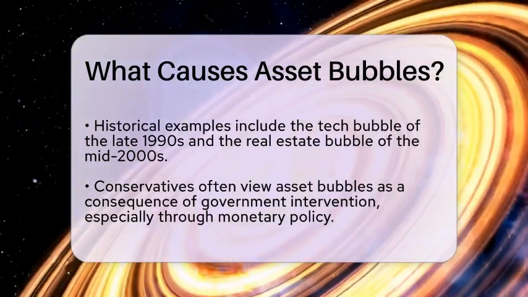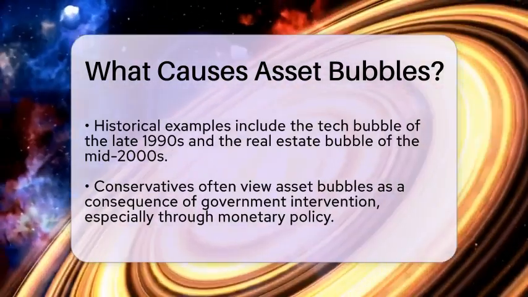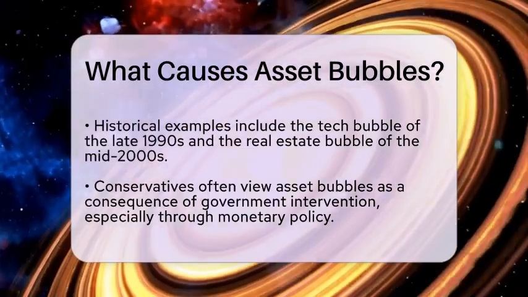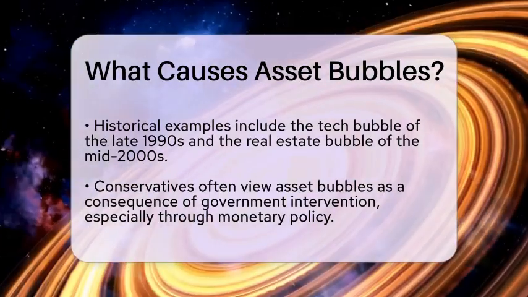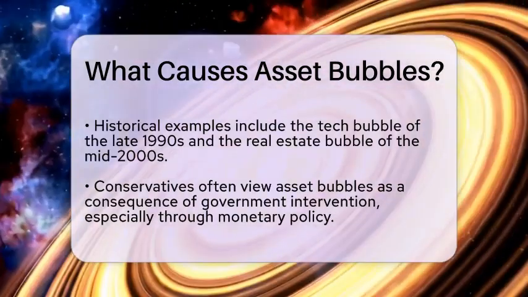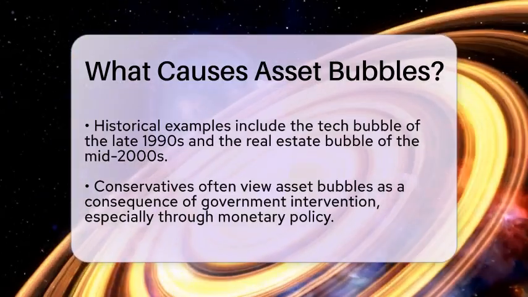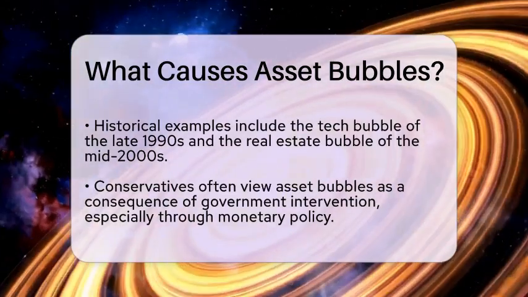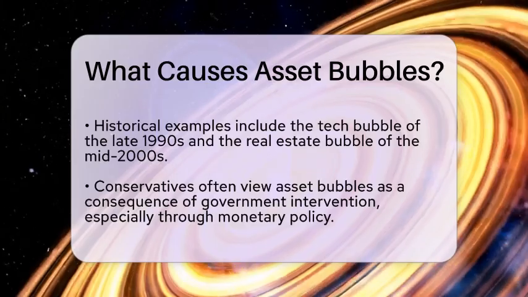From a conservative viewpoint, asset bubbles are often seen as a result of government intervention in the economy, particularly through monetary policy. Many conservatives argue that central banks should avoid overly expansive policies to prevent bubbles from forming. They often advocate for stronger regulations to limit excessive risk-taking and ensure that financial institutions remain resilient during economic downturns.